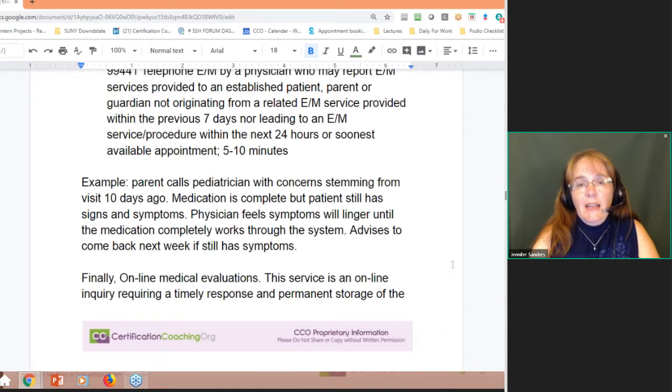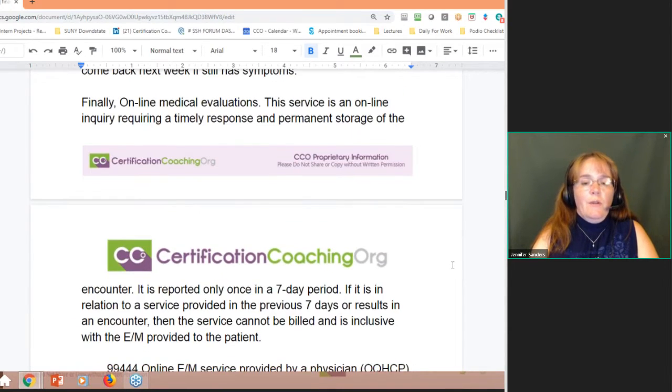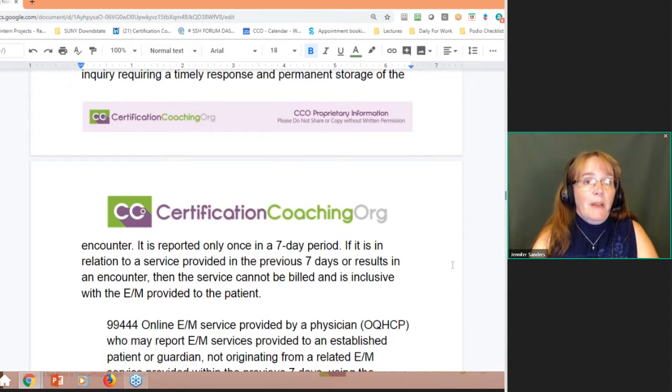Finally, we have an online medical evaluation. So this service is an online inquiry requiring a timely response. Now, it needs to be determined within your office what's considered a timely response. Say you have a physician who does surgeries a couple days a week in a hospital. That timely response can't come in 24 hours. It needs to come in maybe 48 hours. And permanent storage of that encounter. So it needs to be information that's documented and stored.